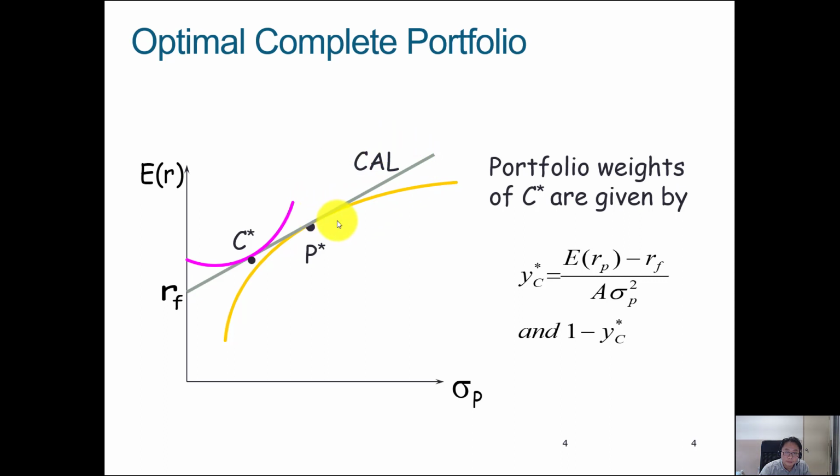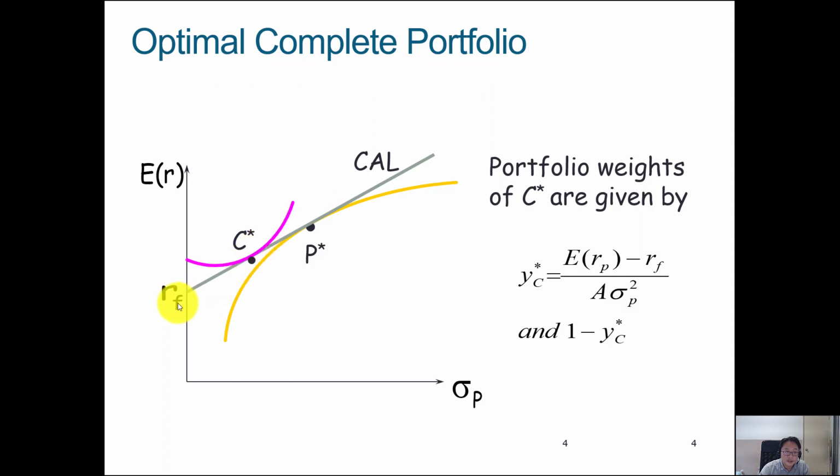If you want to find the portfolio weight of C, the curve, we use this formula: yC equals the expected return on the portfolio minus the risk-free rate, divided by A, which is the risk aversion, times the variance of the portfolio, and the weight on the risk-free asset is 1 minus yC. Remember, the y-axis is the expected return on the portfolio, and the x-axis is the standard deviation, or risk, of the portfolio. That pretty much describes the optimal complete portfolio.